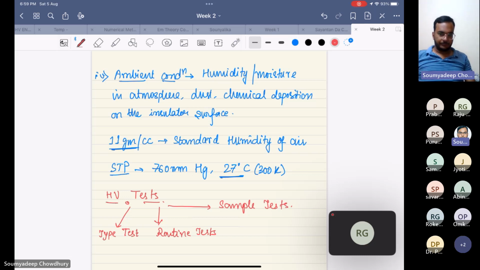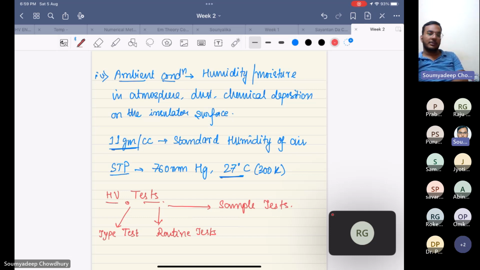Next, we have the sample tests. So what are the sample tests? These insulators will be taken at random from a lot. We have a lot of say 100 or 200 insulators, and we pick up say 10 or 20 insulators, and then we verify the characteristics of the insulator that can vary with the manufacturing process.